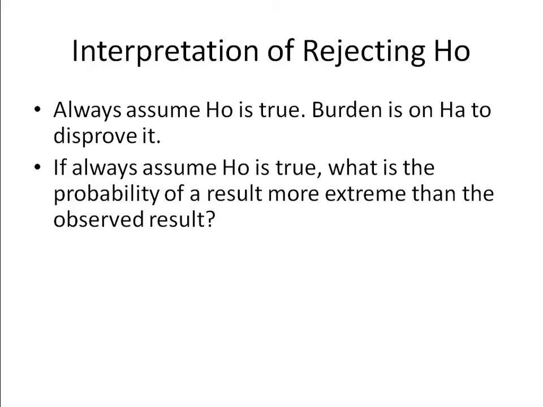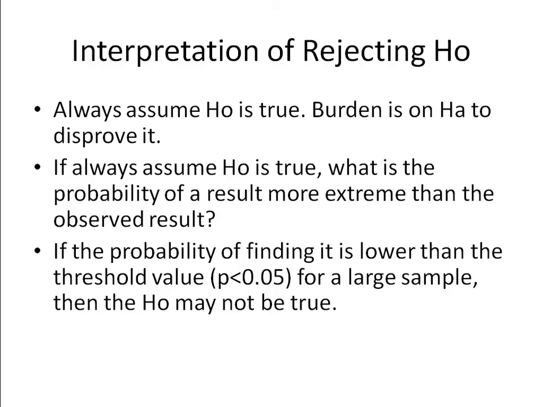we test the null hypothesis or possibly reject it by asking the question of, what is the probability of a result that is more extreme than the observed result that you see? And if that probability is lower than some threshold value, and generally in biomedical sciences a common threshold value is 0.05, then the null hypothesis may not be true. So then you would reject the null hypothesis.